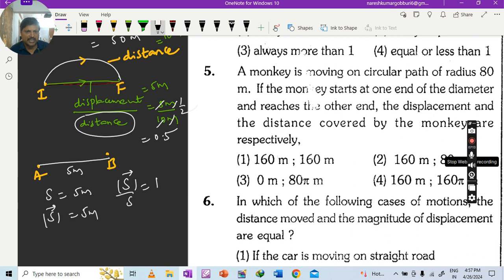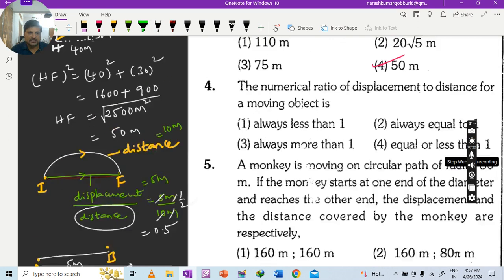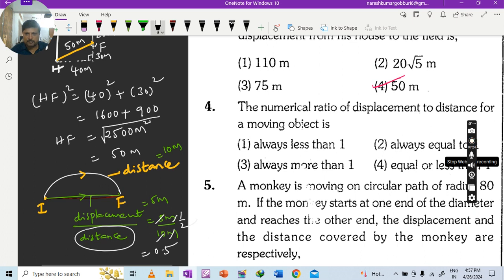That means when a body moves along a straight line, the ratio of displacement to distance is equal to 1. When a body moves along a curved path, the displacement to distance ratio is less than 1. So the option is equal to or less than 1. Option 4 is the right answer.